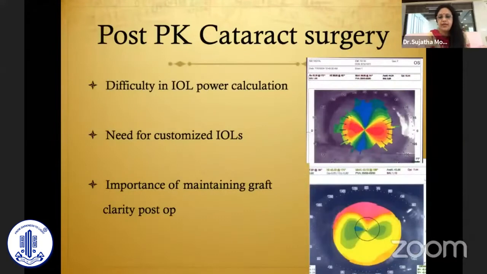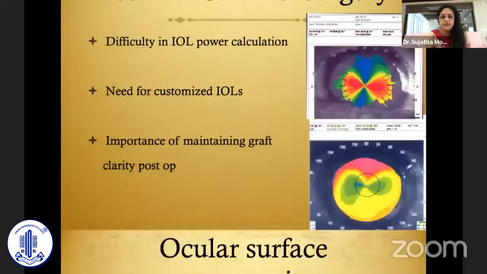This is one of my patients who had 14 diopters after a DALK for keratoconus, and after suture removal, she dropped to 7 diopters, and she needed a customized IOL. The most important thing is that in post-PK or DALK surgery, maintaining the post-operative clarity of the graft is also very important, so good viscoelastics need to be used.